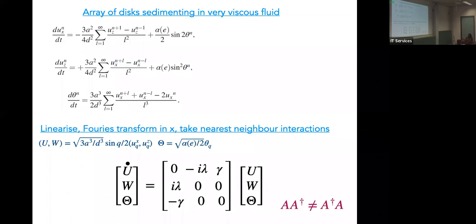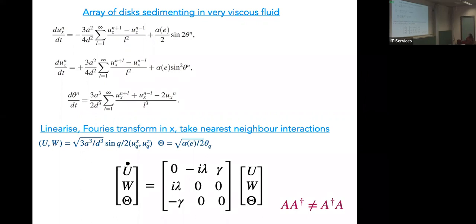And these are the equations. Here Ux and Uz are the horizontal and vertical displacement, not velocity. Each particle's displacement is given by the location and orientation of all its neighbors. Then we pretend that only the nearest neighbor is going to change its dynamics. We linearize this, Fourier transform in x, and we take nearest neighbor interactions.